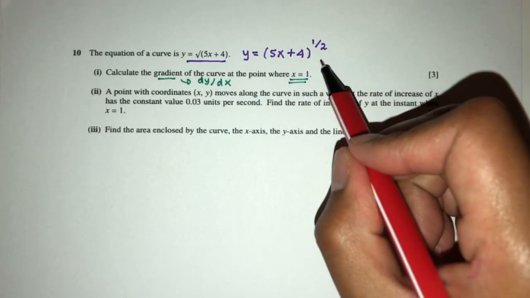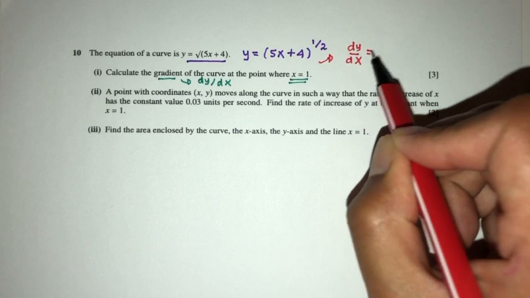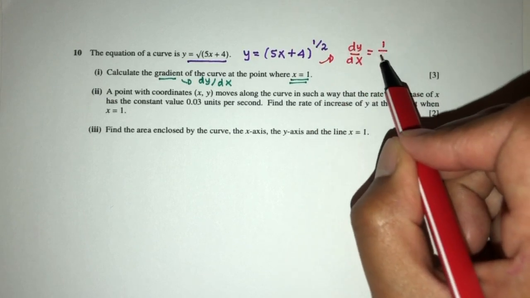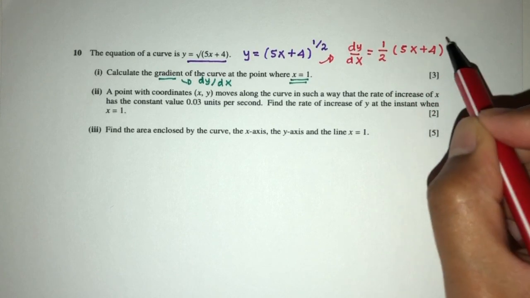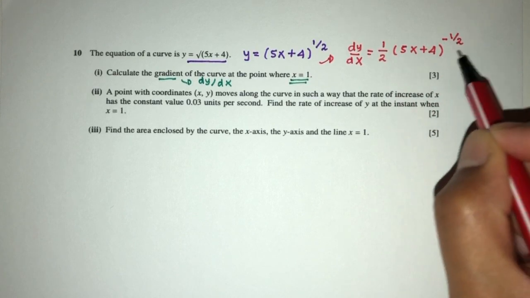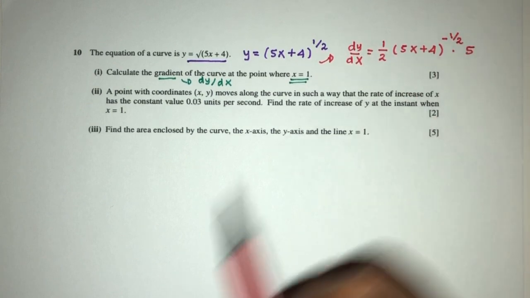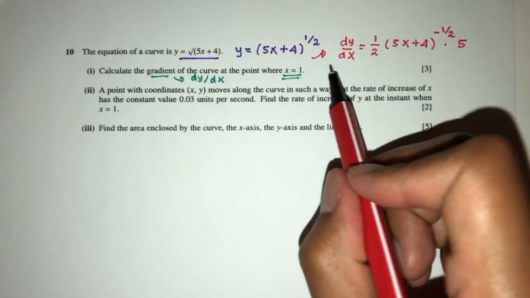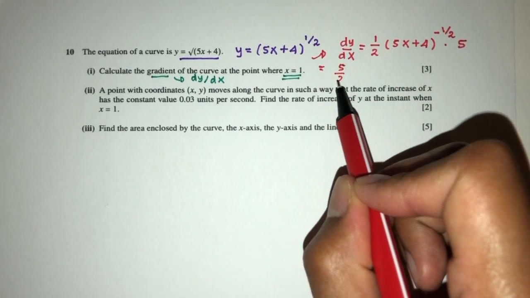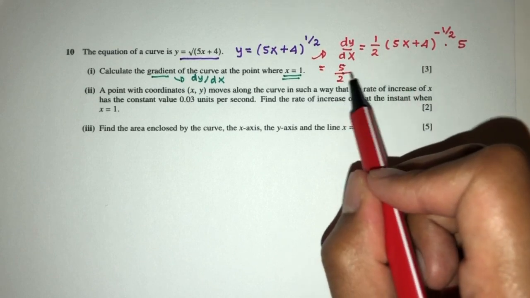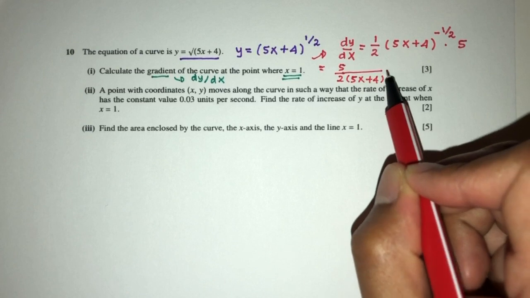From this, dy by dx is what? It will be first multiplied by the power, that will be half. Then we have (5x plus 4) to the power of 1 minus 1, that will be minus half. Then multiply by d by dx of the value inside, that will be 5. So you have this simplified to what? 5 over 2, and then this will go down as (5x plus 4) to the power half.